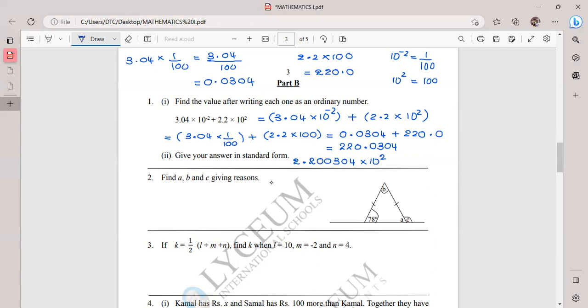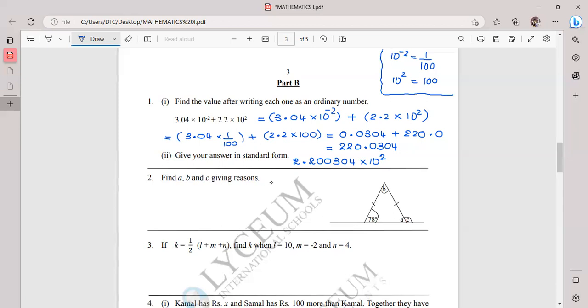But you want to later convert this number to standard form. So that becomes 2.200304 multiplied by 10 to the power 2, right? Okay, so we'll move to question number 2. Children, you don't want to write all these things. Though I wrote them, when you are writing the answer, you don't need to. You can just take this additional information, which you used for your calculation, and separate it.